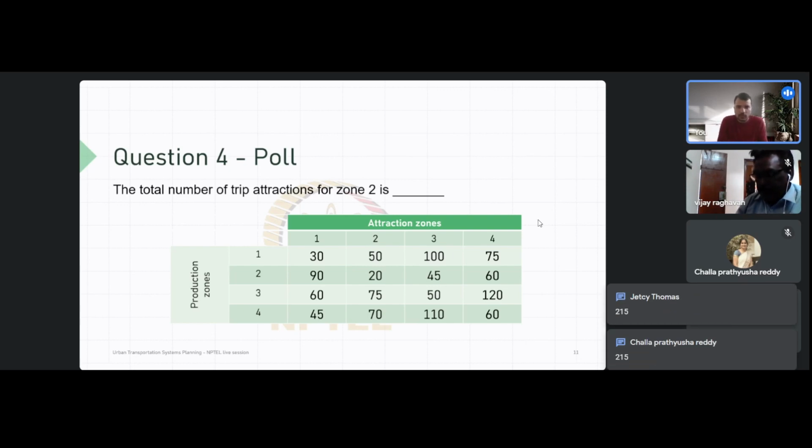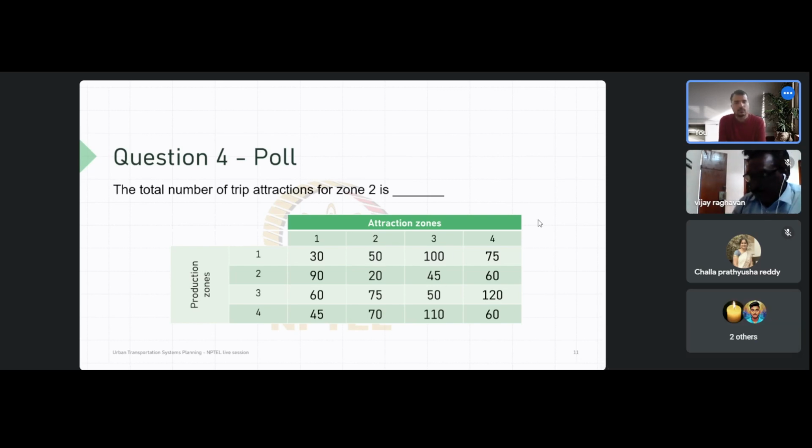Anyone else wants to respond? I'll give maybe 2 minutes for this because I want to check if people understood the last question. You have to use a similar concept but in a different way. Last time we did it for production, so took the sum of the row elements. So this time we have to do it for attraction, so think accordingly.